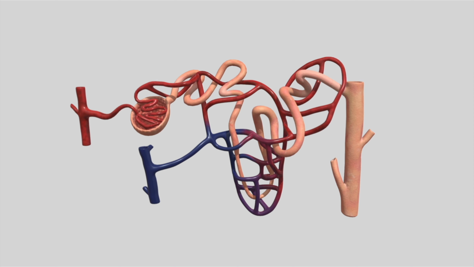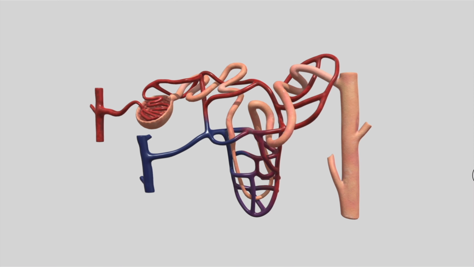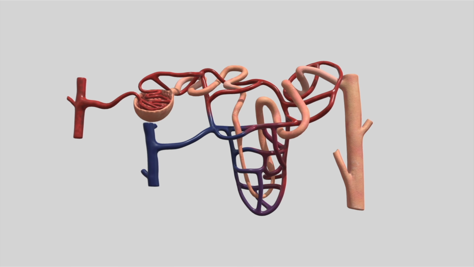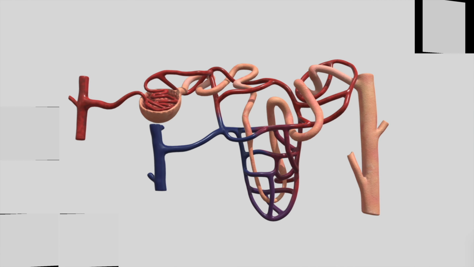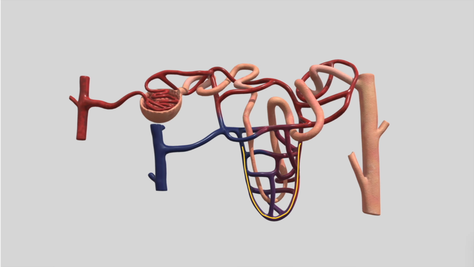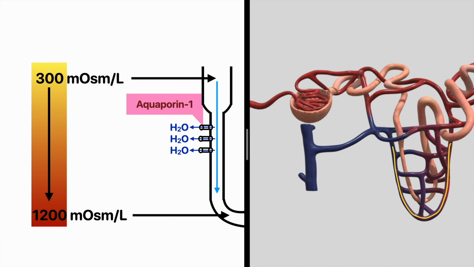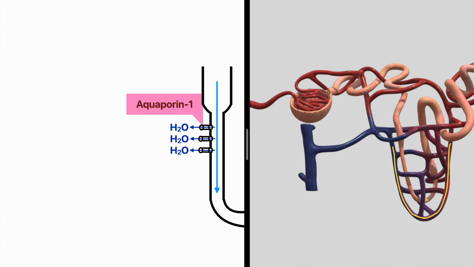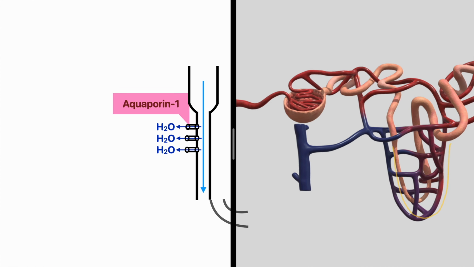Vasa recta has also a similar trend of osmolarity changes. That's why it is the countercurrent exchanger. It helps to maintain the osmolarity gradient from the renal cortex to the medulla. If vasa recta were a straight tube, instead of being U-shaped, the medullary osmotic gradient would have been lost and hyperosmolar fluid would have been excreted out.